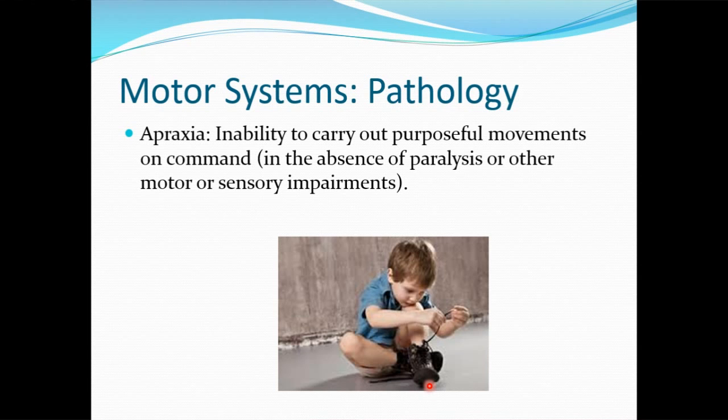Now, there are different things that can go wrong with a motor system. Apraxia is one of them, which is the inability to carry out purposeful movements on command in the absence of paralysis or other motor or sensory impairments. So if a person has a paralysis on one side, then you're not going to say they're apraxic. Apraxia is only if their motor abilities are intact, but they have difficulty carrying out purposeful movements on command.